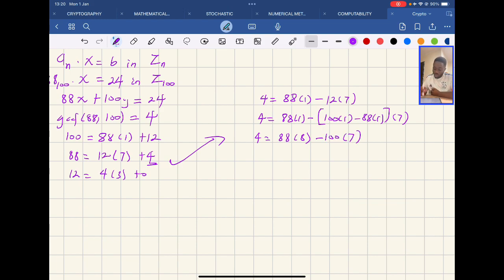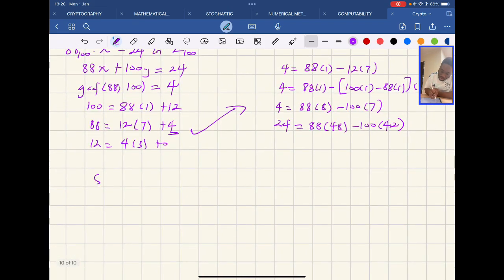So as we've been doing already over here, because 4 can divide 24, we know that if you multiply this equation through by 6, you are going to get 24 over here. So if you multiply it through by 6, I'm going to get 24 is equal to 88 times 48 minus 100 times 42, since 8 times 6 is 48. So let's rewrite this. We have 88 times 48 minus 100 times 42, and this is equal to 24.